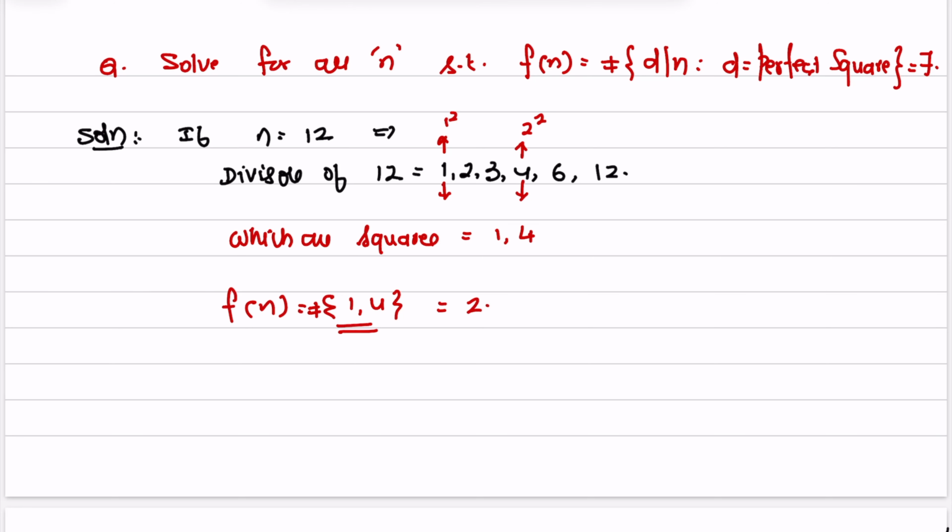f(n) is nothing but the cardinality of the set of divisors of n such that the divisor is a perfect square. If that cardinality is 7, we have to find the value of n. Usually in JEE or JEE Advanced, n is given and we have to find the cardinality. Here the cardinality is given and we have to find n. This is reverse. A question can be framed in any way, and we have to solve it.